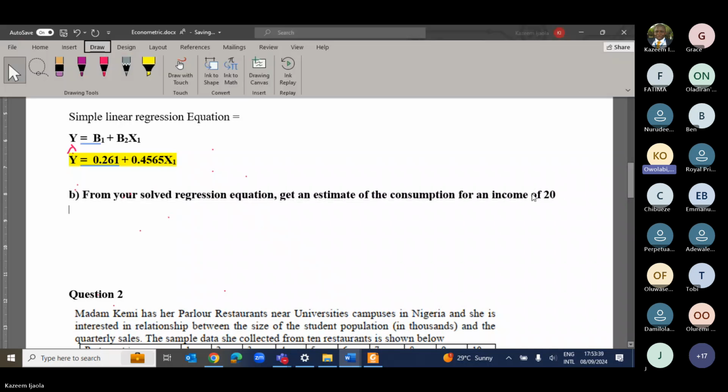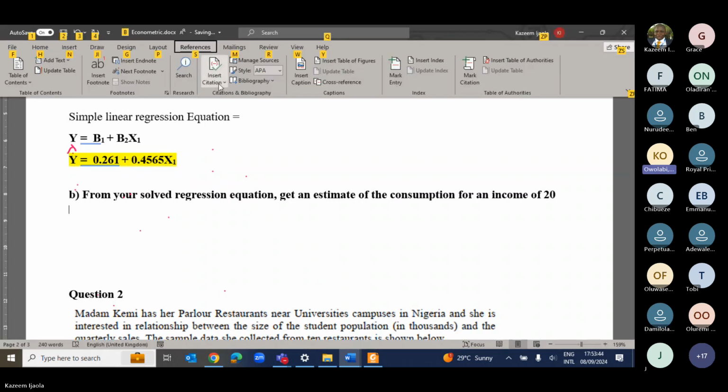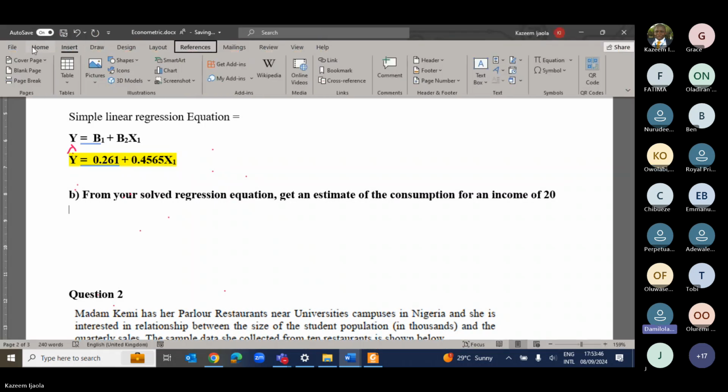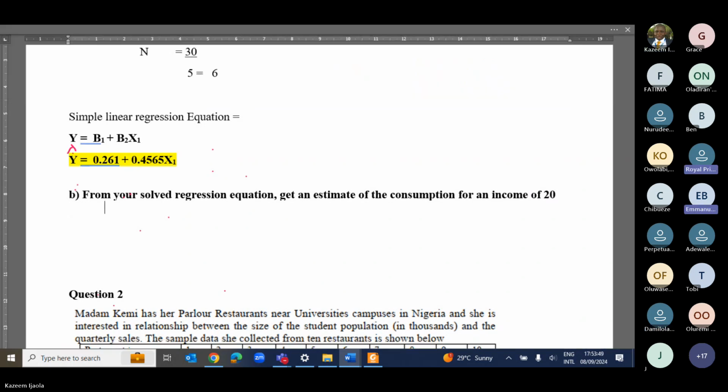Because it's now going to be our estimate minus the observation. That's where we'll get the error. Observation. You understand? Exactly.